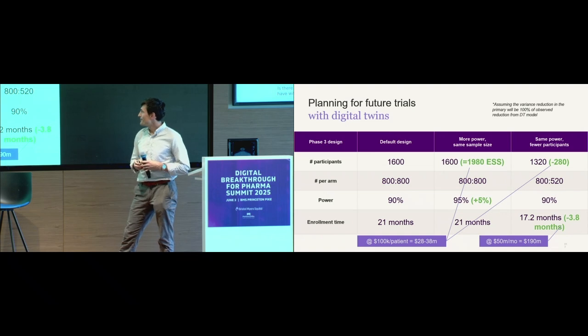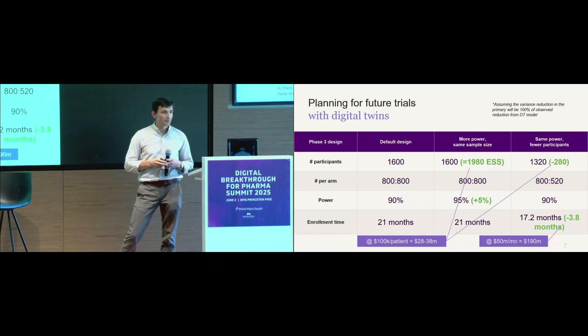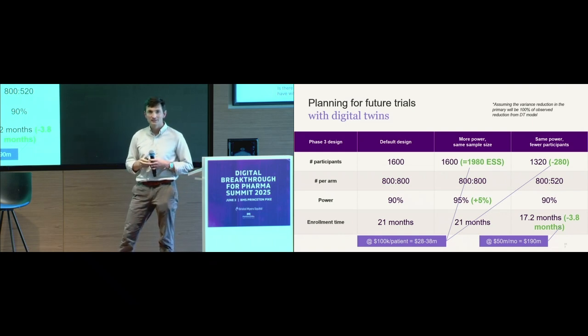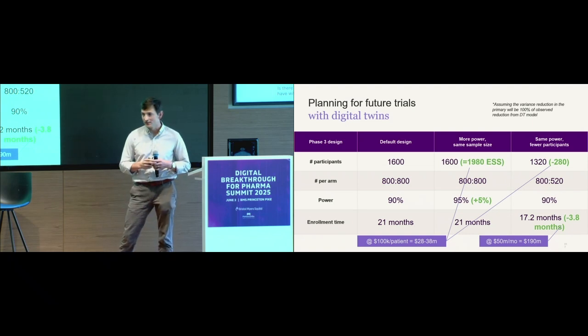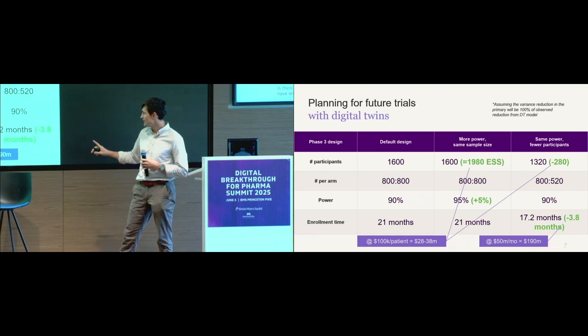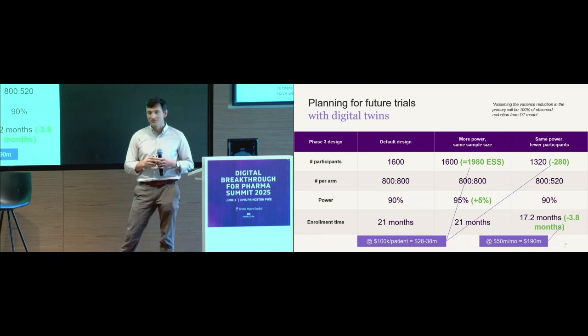So if you consider, for example, in these first 2 cases, how much money you save by reducing the number of subjects in your trial simply in terms of what it costs to execute the development, you're looking at, in either of these cases, somewhere between $28 and $38 million. On the other hand, if you have a blockbuster in Alzheimer's disease, conservatively, you're looking at $50 million per month. So recruitment time is actually incredibly important.